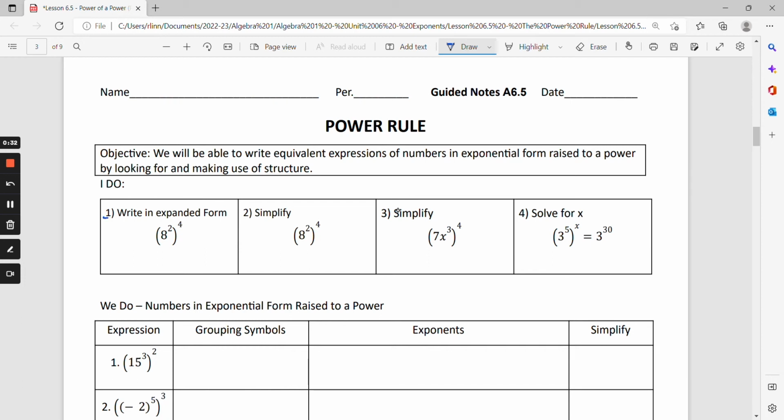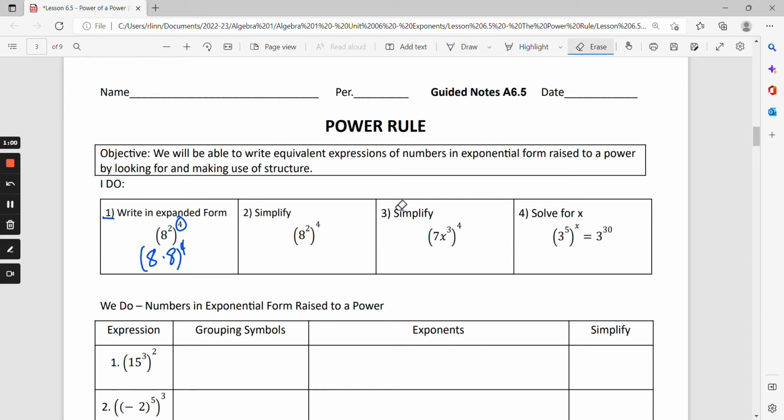So the first thing that we're going to do is write this in expanded form. So I know that in expanded form, I'm going to start out by writing my base and multiplying my base that many times. Now, after I have my base, I've already used that exponent, but I still haven't used this exponent, which means I need to continue to bring that down. So I have 8 times 8 raised to the fourth power.